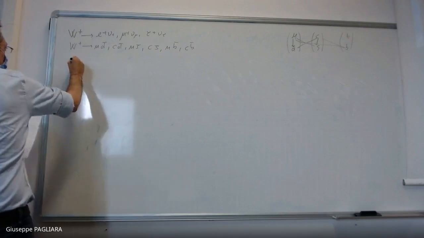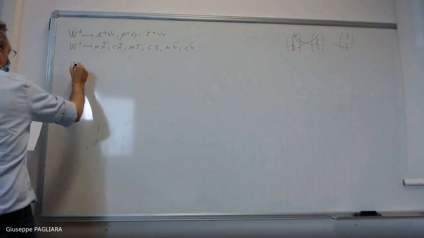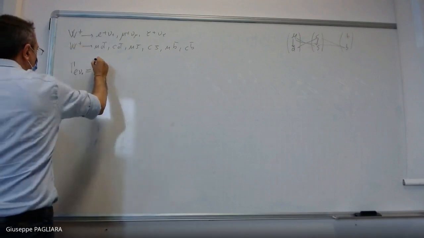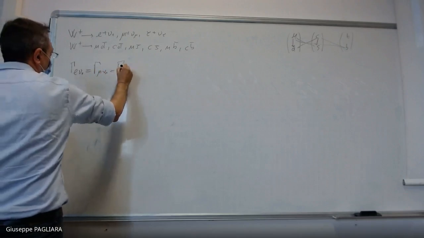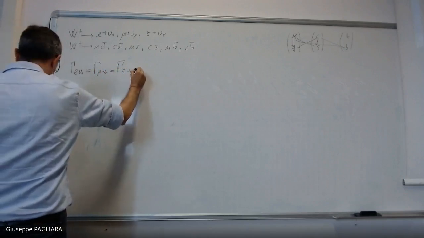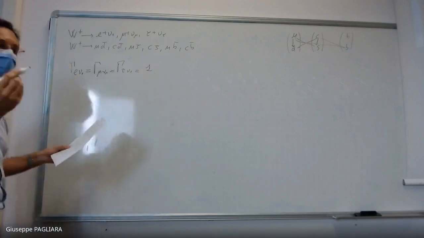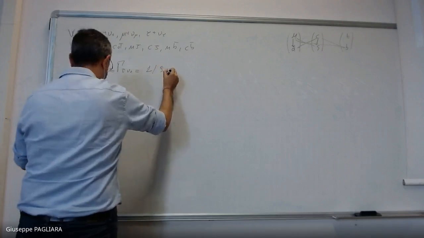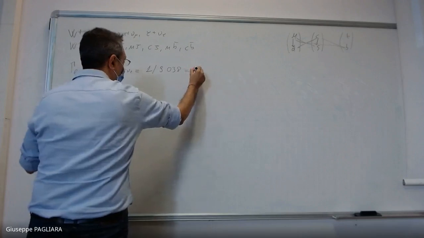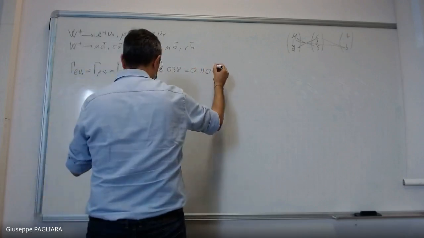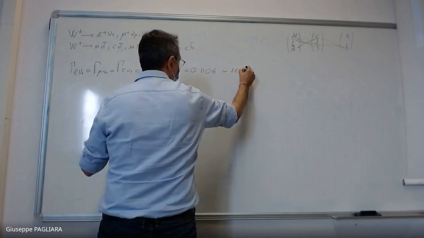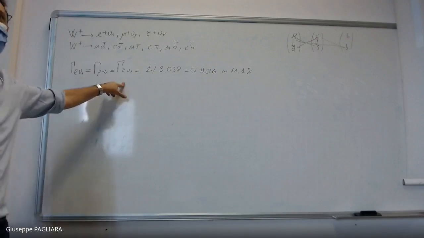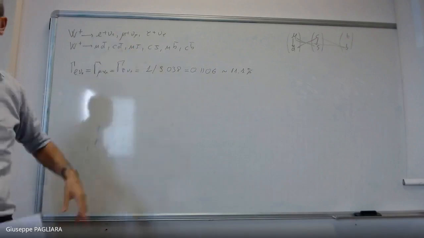Allora, now the partial width. So the Γ for the electron neutrino is universally the same as the one for the muon neutrino and for the tau neutrino. So it is 1 divided by the total, 1 divided by 9.038. This is 0.1106, so it is approximately 11.1%. Okay, so this is the branching ratio of the W into either of the 3 possible leptonic channels, 11%.